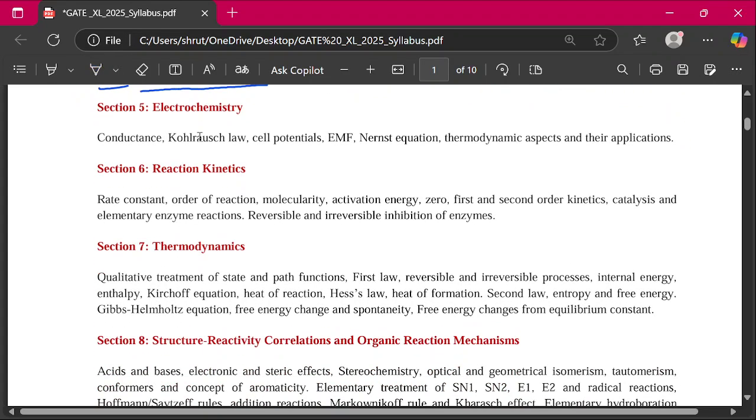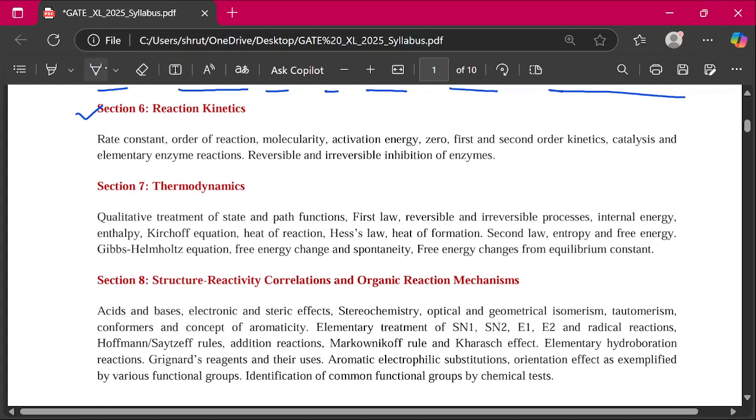Then section 5, which is electrochemistry. In this we have to study conductance, Kohlrausch's law, cell potential, EMF, Nernst equation, thermodynamic aspects and their application. Then the reaction kinetics, in which we have to discuss the rate constant, order of reaction, molecularity, activation energy, zero, first, second order kinetics, catalysis and elementary enzyme reactions. Then reversible and irreversible inhibition of enzymes.